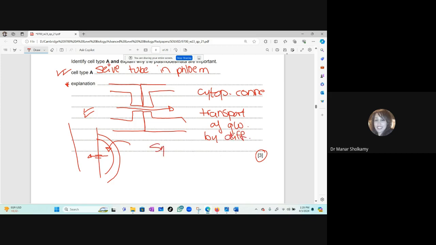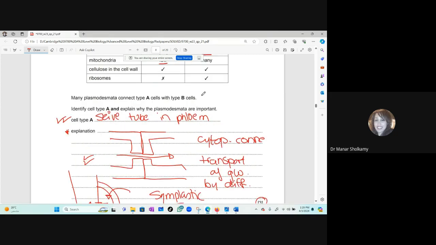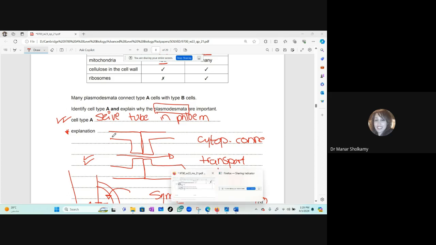And this allows for the symplastic pathway. And you can define what is the symplastic pathway. Transport of materials through the cytoplasm and plasmodesmata. The plasmodesmata must be involved, and the plasmodesmata is only found in the phloem anyway. We don't have plasmodesmata in the xylem. Okay, so usually the answer is in the question. Read the question carefully and it will give you the answer. Any questions? Okay, now let's look at the mark scheme. Quickly.